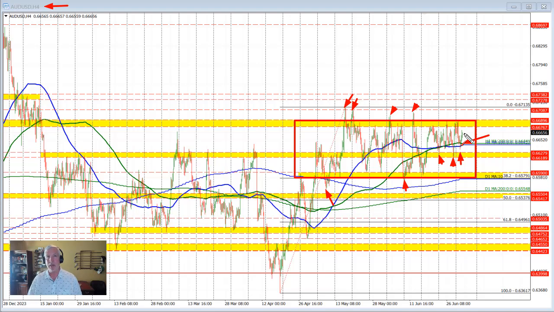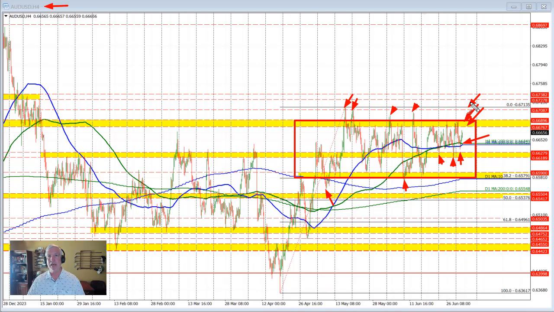We're above the 50% of this range right here. We're above the 100 and 200 bar moving averages on the 4-hour chart. We still have work to do to the upside. We need to get above this area right through here between 0.6676 and 0.66896 and stay above that level to show that the buyers mean business. That ultimately we would require a move above the high price that we saw here in mid-May at 0.67135.